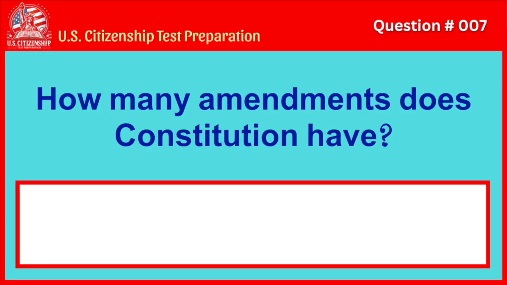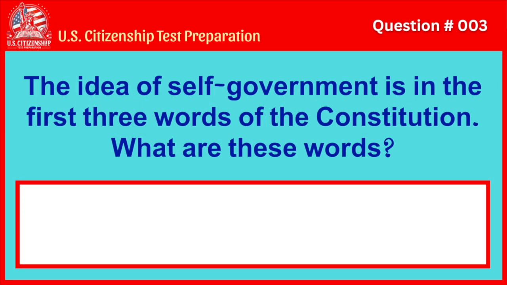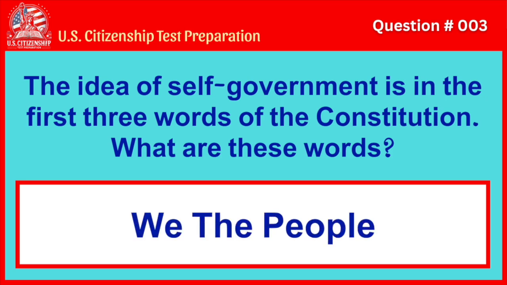How many amendments does the Constitution have? 27. The idea of self-government is in the first 3 words of the Constitution. What are these words? We the people.